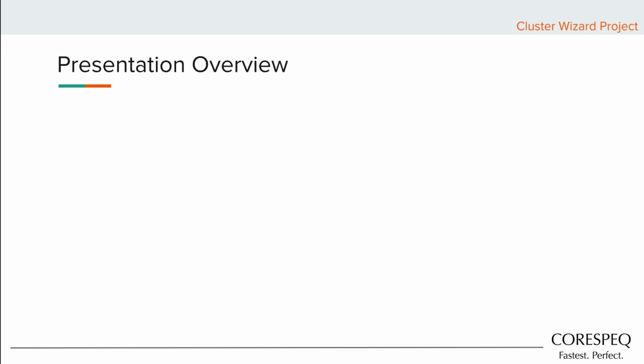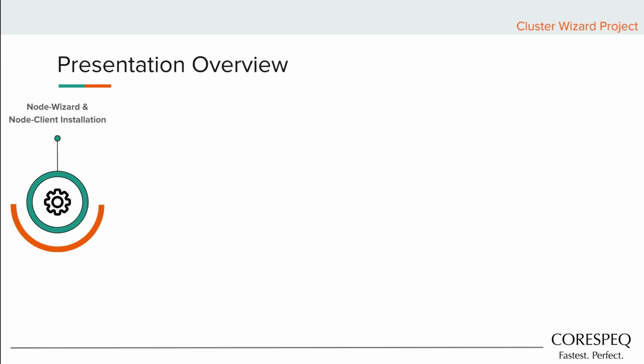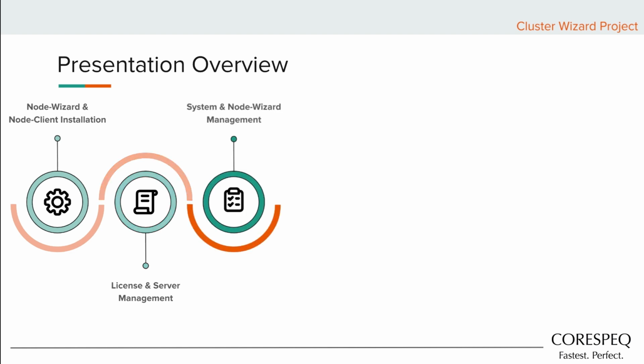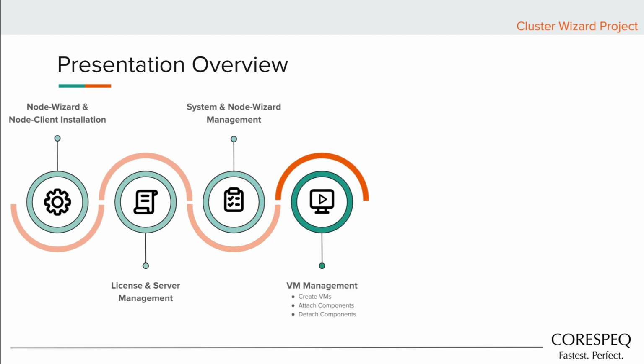Presentation overview. In this presentation, we will start by going over the steps to install Node Wizard and Node Client. Further, we will register a server and request a license. Then, we will validate the system information and Node Wizard environment variables. Next, we will look at creating VMs and attaching or detaching components from VMs.